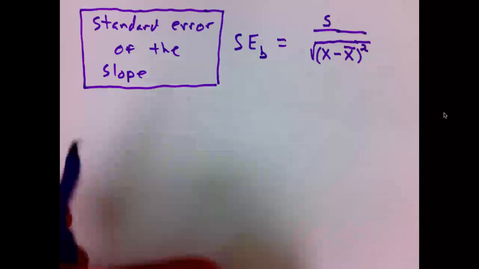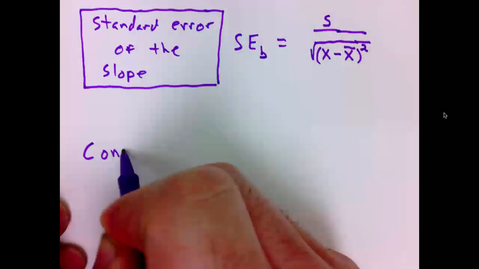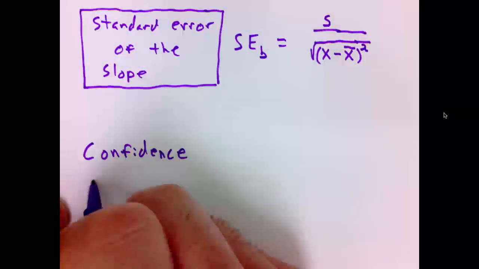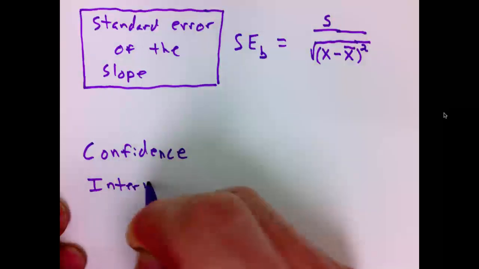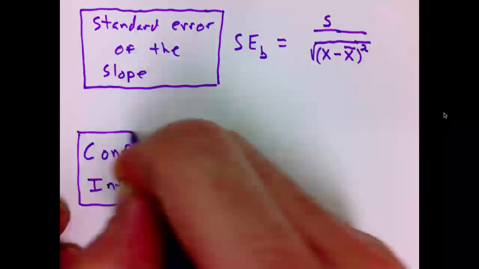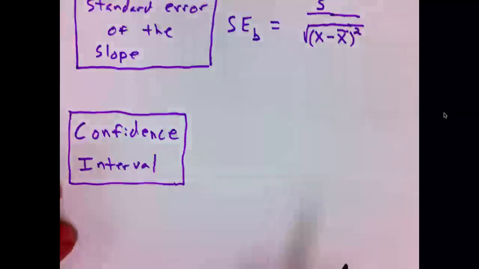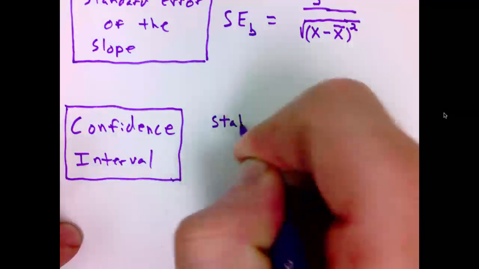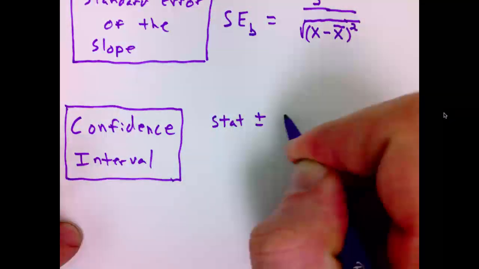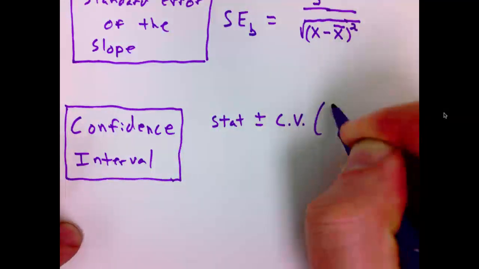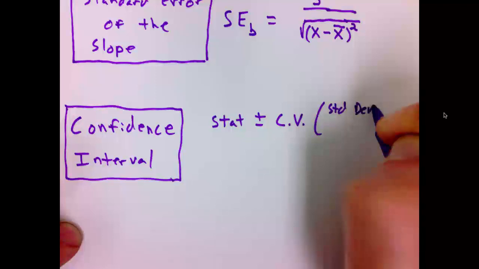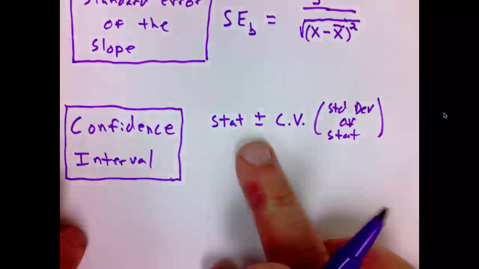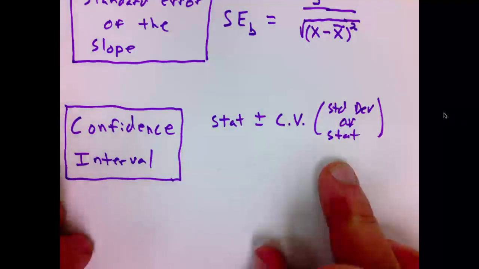Okay, next, a confidence interval. Well, we're doing inference, and we've learned two types of inference that we deal with: confidence interval and significance test. From our formula chart, which hopefully you've referenced more times than you can count, the confidence interval generic formula is the statistic plus or minus the critical value times the standard deviation of the statistic.